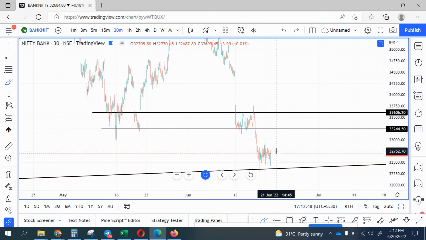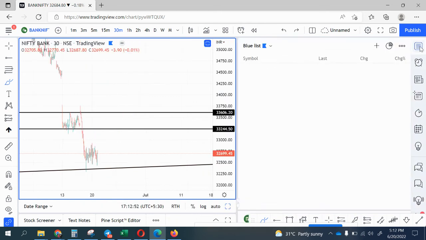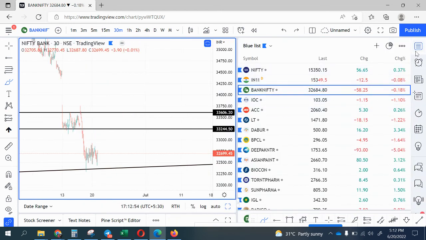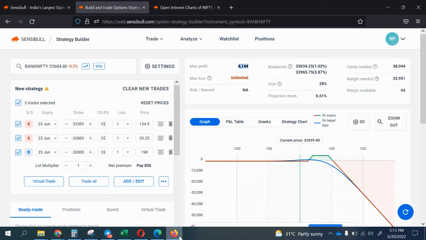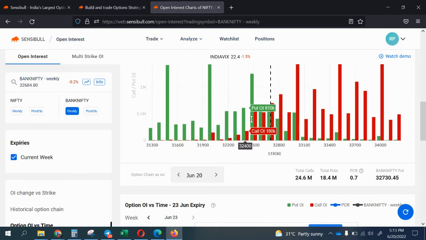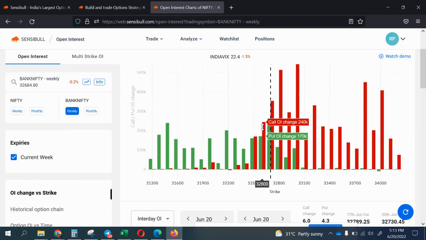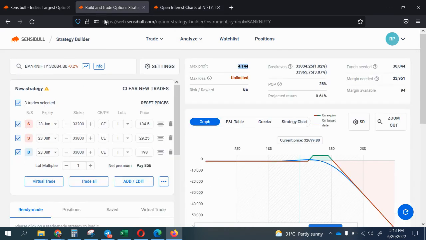But again, I'm telling you, you have to be very thorough with your wicks. You should know where your wicks are going. I'm just telling you based on the chart analysis. And one more thing, I've told you about the open interest also. So let's check the Bank Nifty open interest. What were the two calls which we took? One is 33,200 and the other one was 33,600.